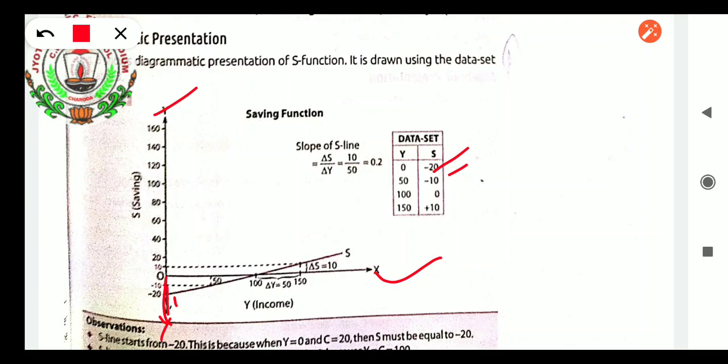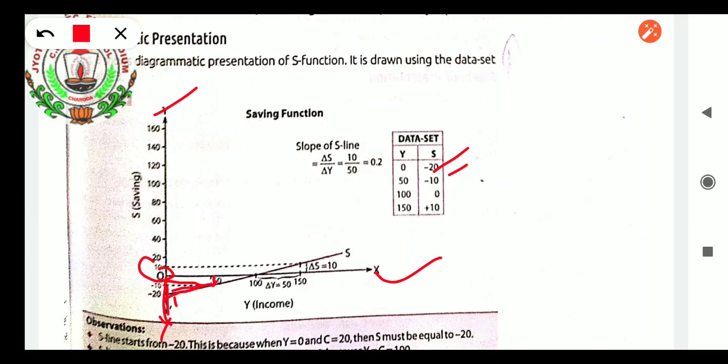So your income is starting from where? Minus 20. So it is below 0. Here it is your 0. Minus 20, it will go up. Minus 10 it has been. When 0 was the income, saving was minus 20. When income was 50, the saving was minus 10. So here 50 and minus 10. This point of intersection, you will get at 50 and minus 10.